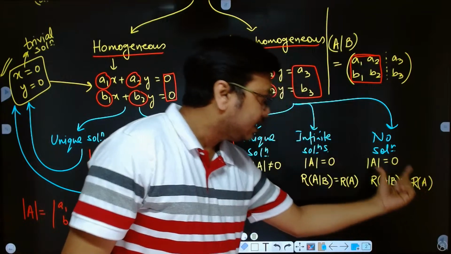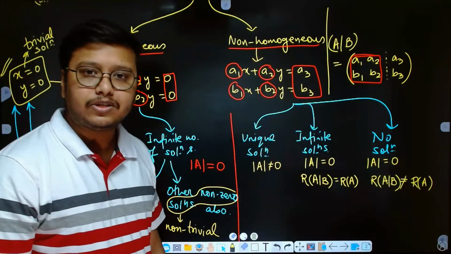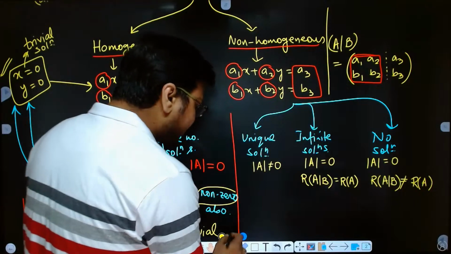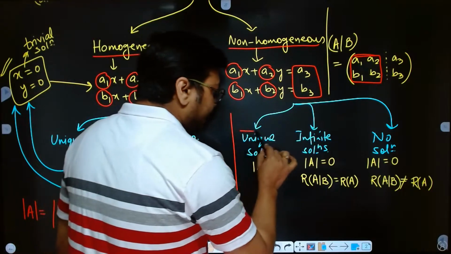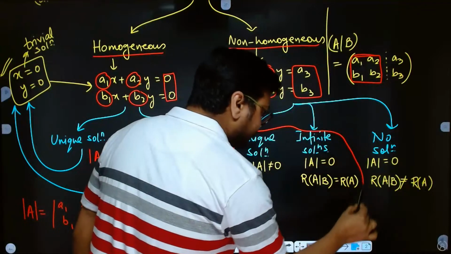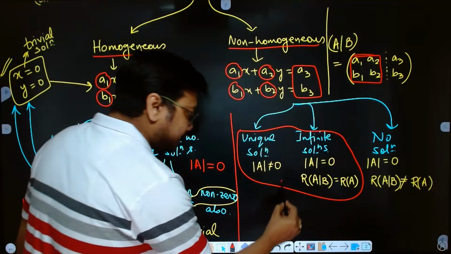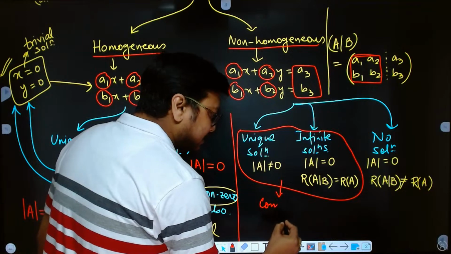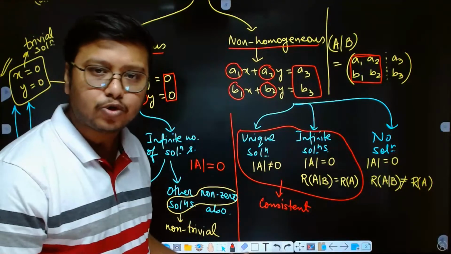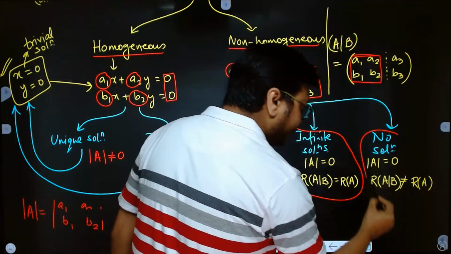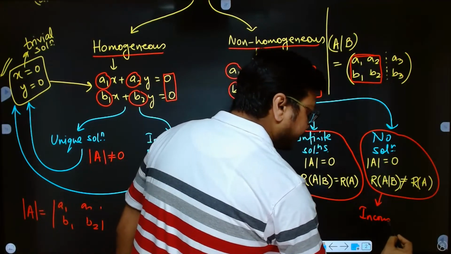If they are unequal, then it falls under the case of no solution. So this is the distinguishing criteria. Now there are some names we give to these kinds of situations. If a system of equations has a unique solution or infinite solutions, we say that the system is consistent. If the system has no solution at all, then we call it inconsistent.